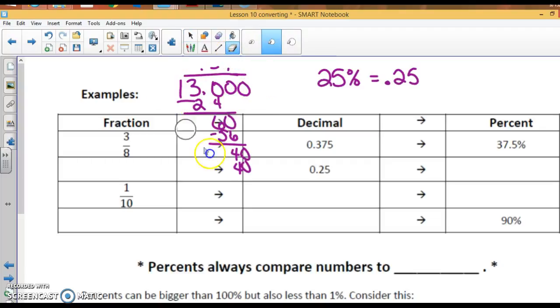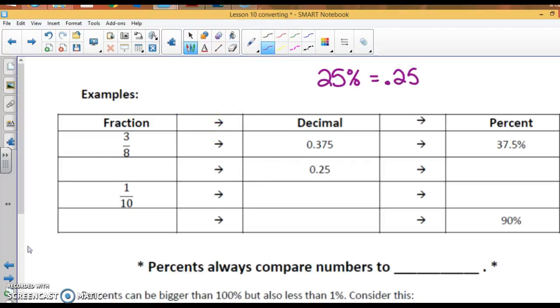All right. Let's take a look at the next one. 0.25. This is 25 hundredths. That's how you say that, 25 hundredths. So, you write it as a fraction exactly as you say it. 25 hundredths, which reduces to 1/4. Change that to a percent. I move it 2 to the right, 25%.